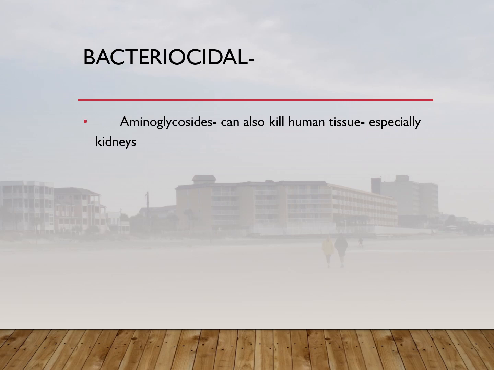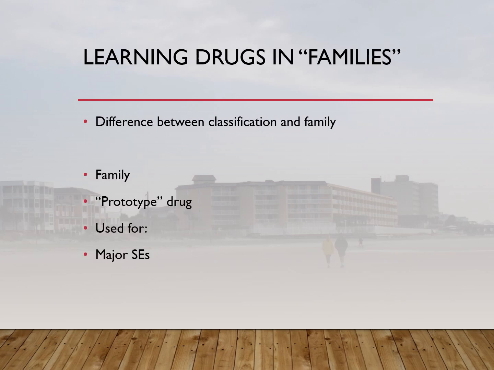So aminoglycosides are an example of a bactericidal antibiotic. Unfortunately, aminoglycosides can also kill human tissue, kidneys, and even ears. That's why you see people from years and years and years ago that had streptomycin, which was kind of an aminoglycoside that damaged the hearing and kidneys. So again, we'll definitely learn these drugs in families. We know the difference of a classification. Antibiotic is a classification. Families are penicillins or aminoglycosides.